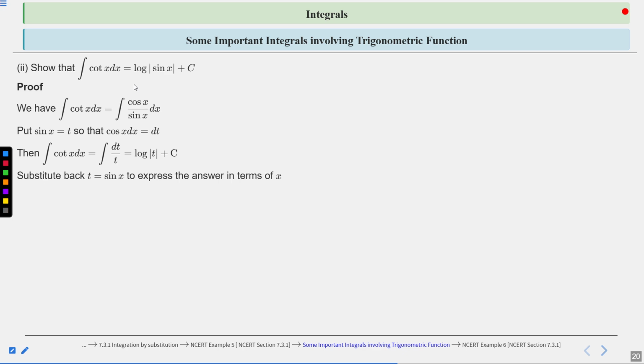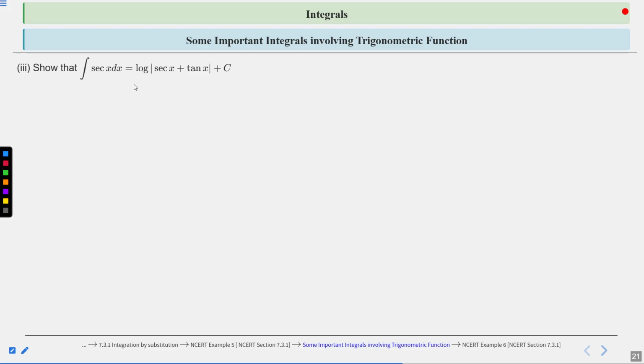Now substitute back t is equal to sin x to express the answer in terms of x. Therefore, the integration of cot x dx will be equal to log mod sin x plus c. This is basically the proof of the given formula. Okay, hope it's clear to all. Let us move to the next part.